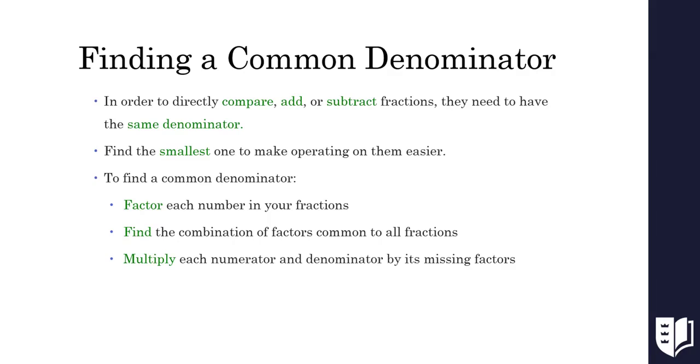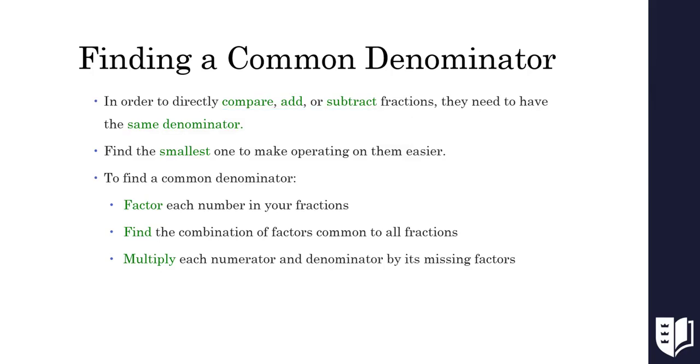Now let's discuss how to find a common denominator. In order to directly compare, add, or subtract fractions, they need to have the same denominator, which we call their common denominator. Groups of fractions can have more than one common denominator, but we try to find the smallest one to make operating on them easier.